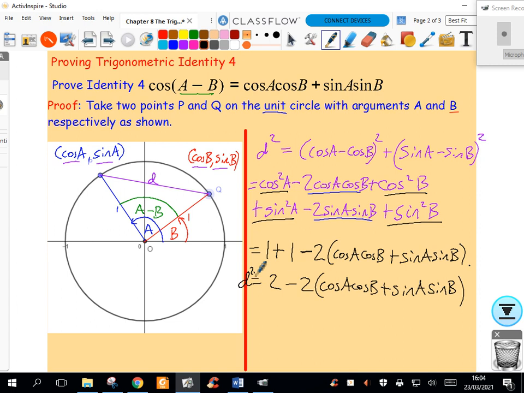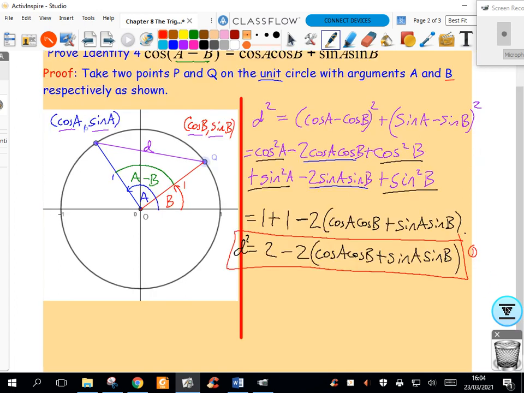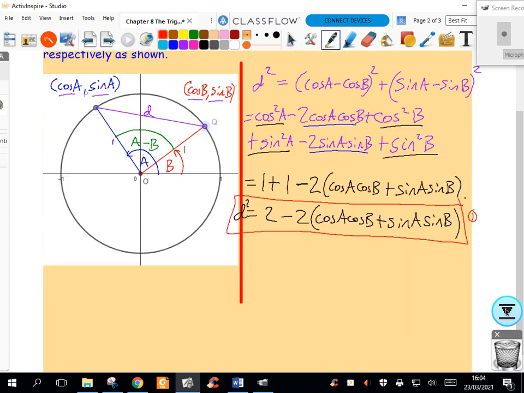I'm just going to put that equation in my back pocket for a moment. Keep an eye on that. So that's equation number 1. And my job now is to find a second equation using the cosine rule.